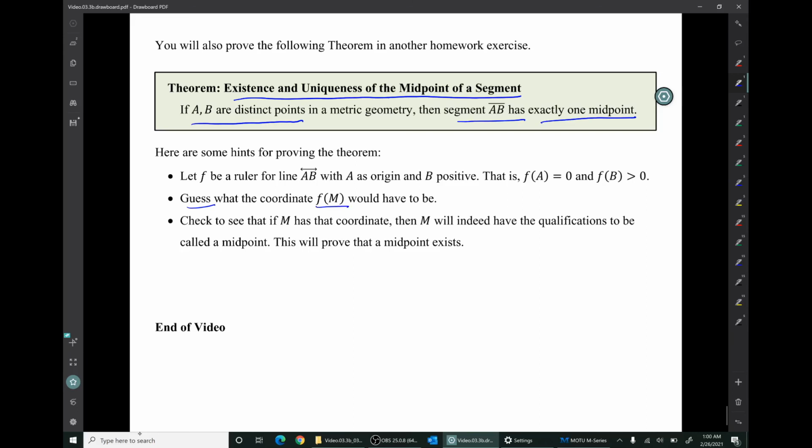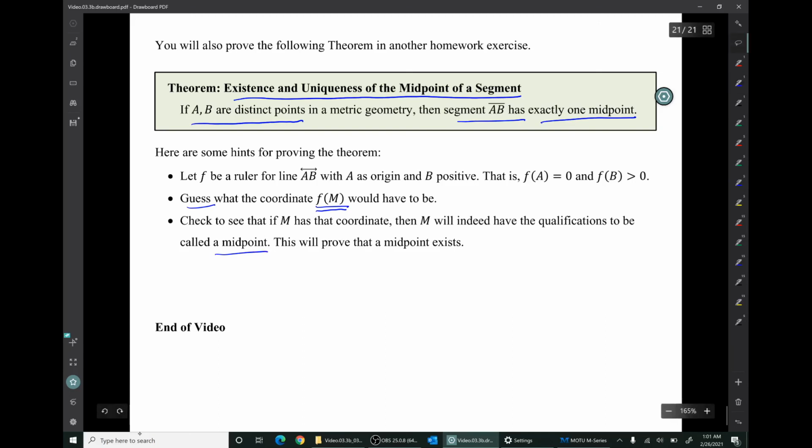I think you should think back to what you know about midpoints of segments from previous courses and think about how that would show up in our course with the terminology and notation of our course. I think you can come up with a guess for what this coordinate would have to be. Now check to see that if M does have that coordinate that you guessed, then M will indeed have the qualifications to be called a midpoint. So that will prove that a midpoint exists.